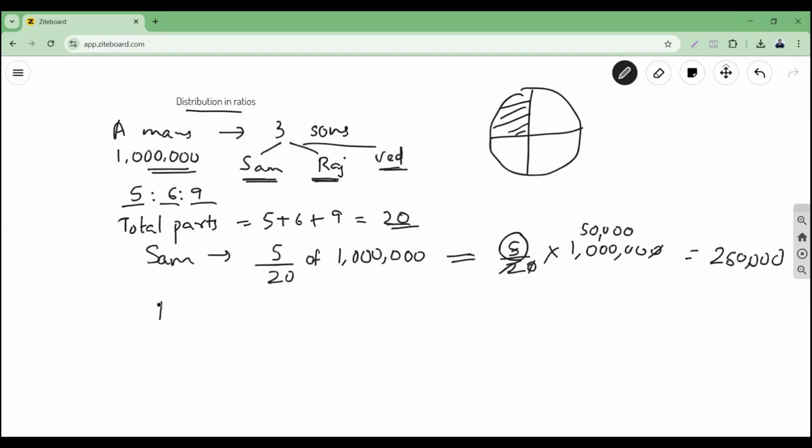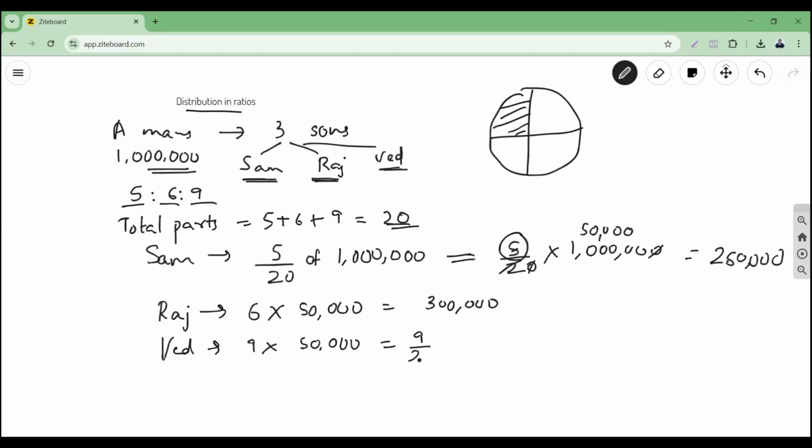Then Raj, you can directly say that one part is, as we know, 50,000. So 6 times 50,000, and that means he is going to get 300,000. And Ved, how much is he going to get? He is going to get 9 times each part, right? You can write it like this, or you can write 9/20th of 1 million. You can write it this way also.